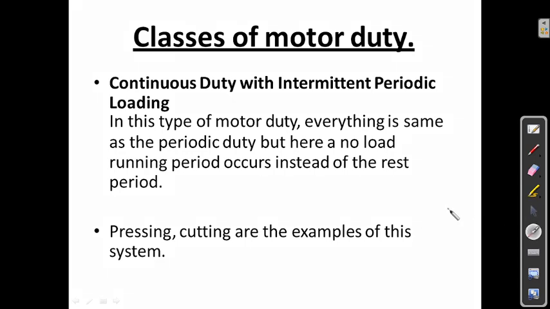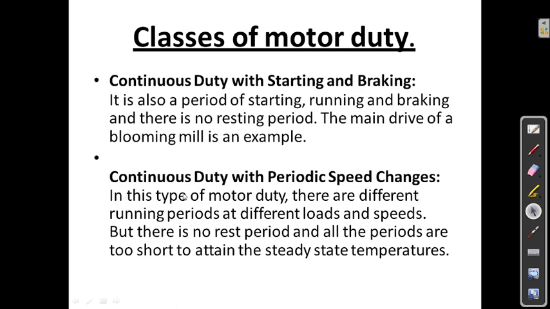Then the continuous duty with the intermediate periodic loading. In this type of motor, everything is the same as the periodic duty, but a no load running period occurs instead of the rest period. Where there is a rest period, here there is a no load running period instead. Pressing and cutting are examples of this continuous duty with intermediate periodic loading.